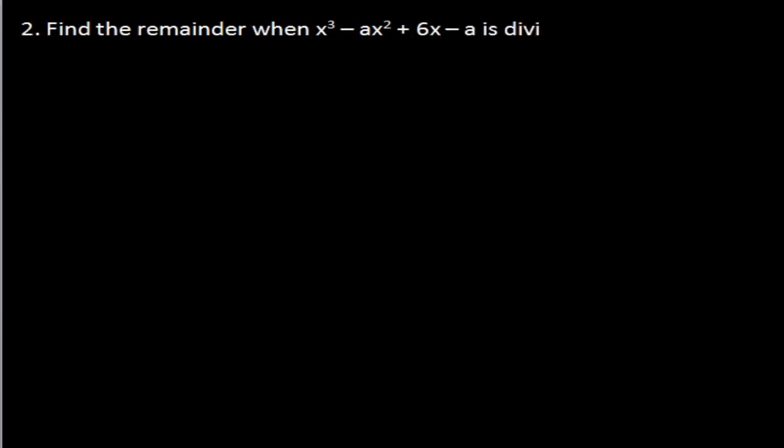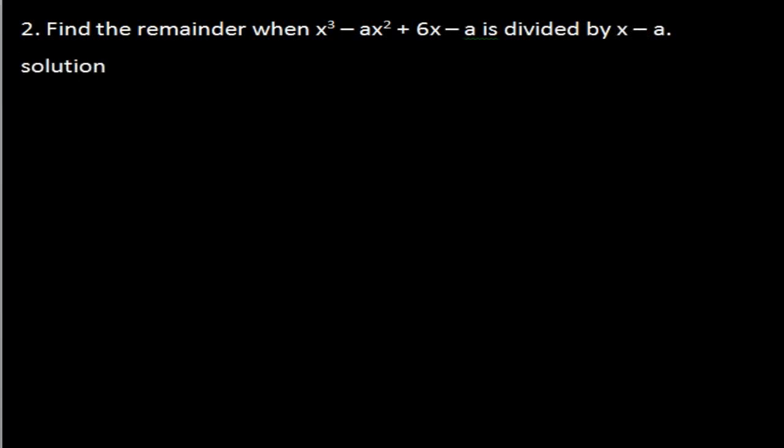Problem number 2. Find the remainder when x cube minus ax square plus 6x minus a is divided by x minus a.